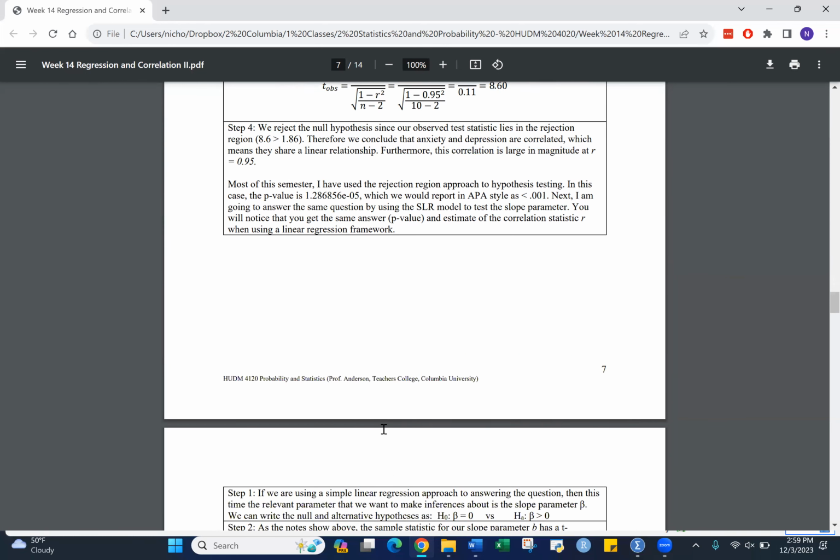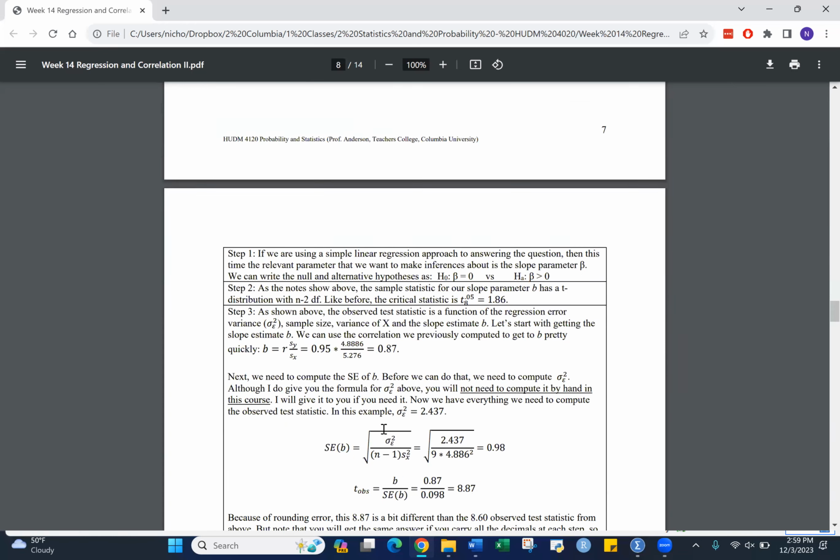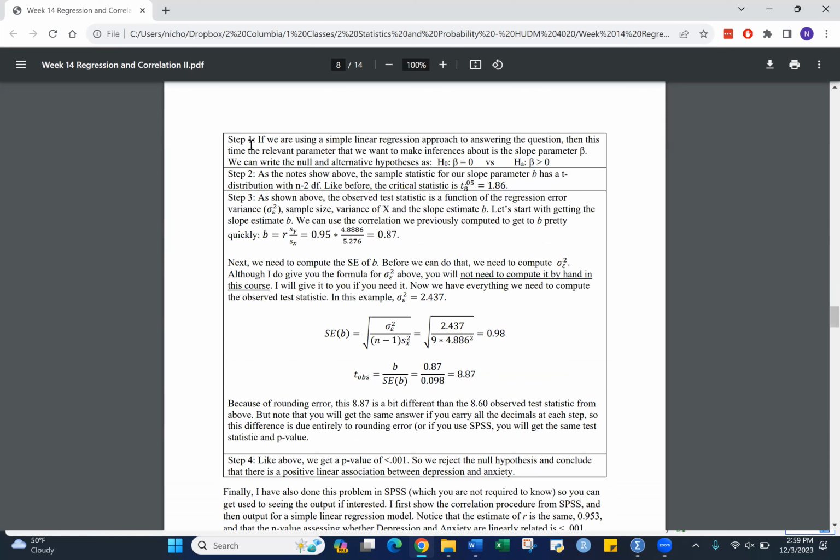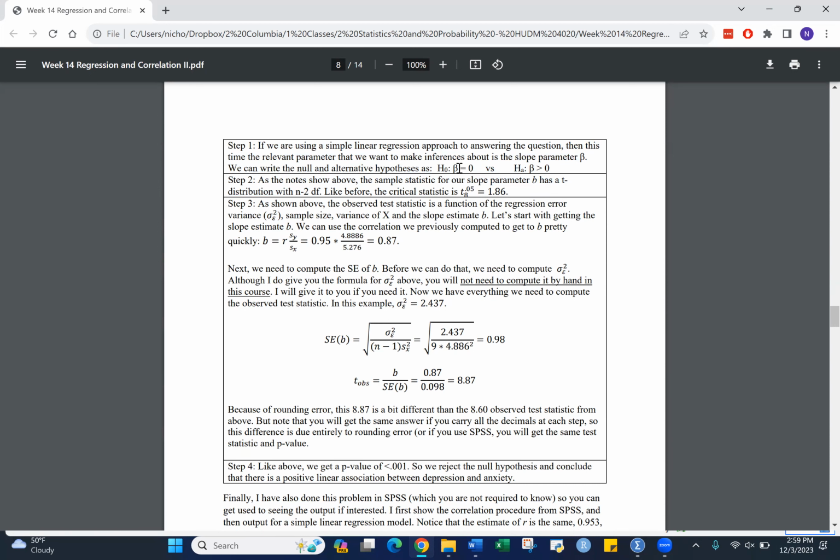Now, we can do this in a regression framework also. So I have a second way of doing this, and step 1 and step 2 are the same as before. But now my observed statistic is going to come from the observed t statistic. It comes from comparing a different hypothesis. Sorry, I said the hypotheses were the same as before. They're not quite the same.